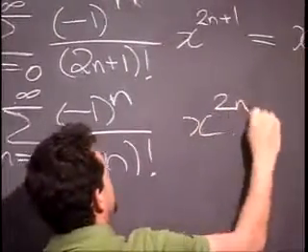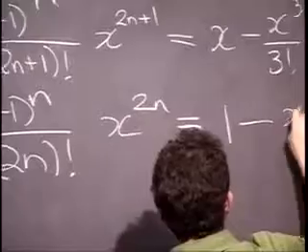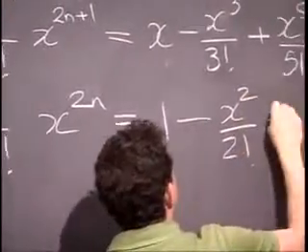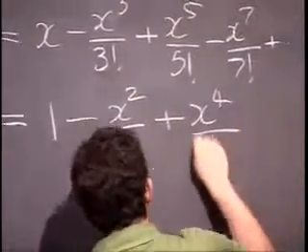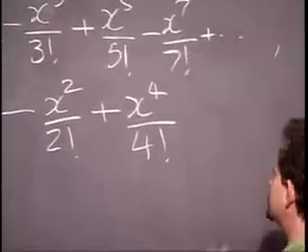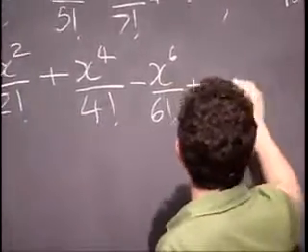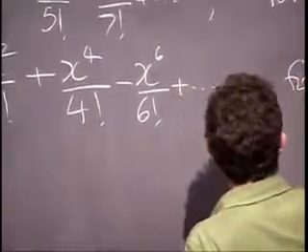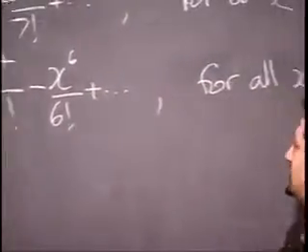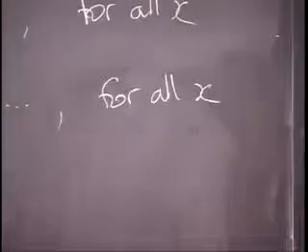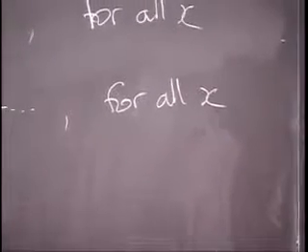I hope I didn't make that mistake in my book. Anything's possible. Right, so when you write this out, you get 1 minus x squared over 2 factorial plus x to the 4th over 4 factorial minus x to the 6th over 6 factorial, and so on. Again, alternating, and only the even powers, and this is also true for all x.